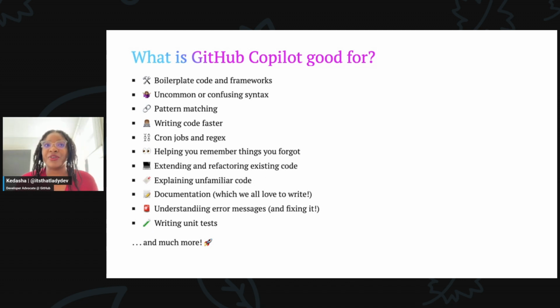It's great at helping you remember things that you forget. So oftentimes you'll forget how to, let's say, validate a phone number, and you have to go on Google and search how to validate a phone number. With Copilot, you can just ask right there in your editor, so you don't lose focus, or what we call context switching.